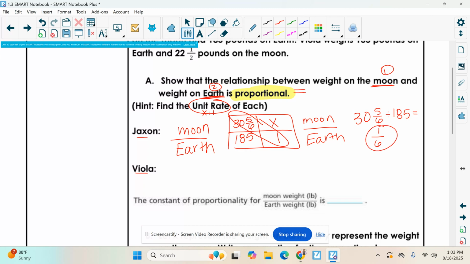Okay? In order for it to be equal, what does Viola's unit rate also have to be? 1/6. We want our unit rates to be the same. That's what proportional means. We want it to be the same, equal. So we got to keep it the same. We got to do moon over earth.